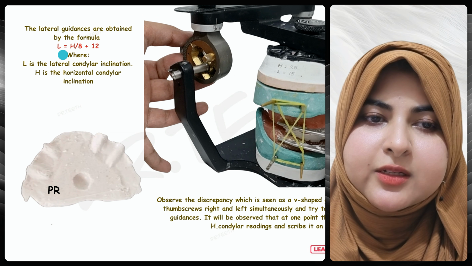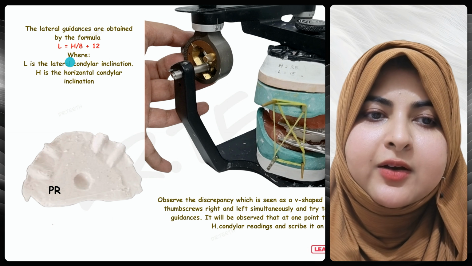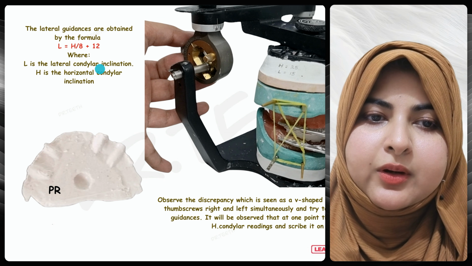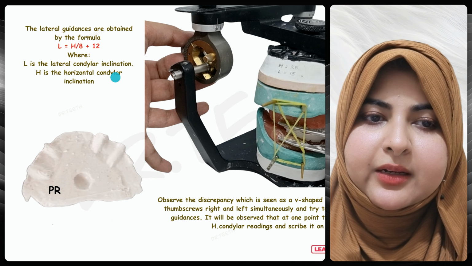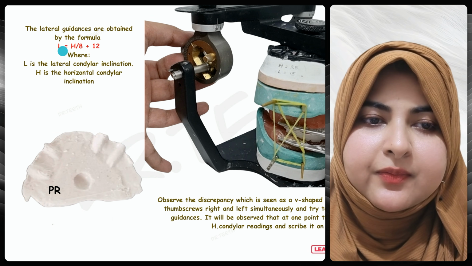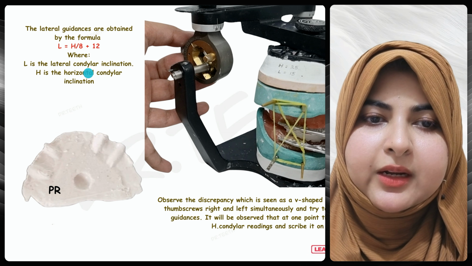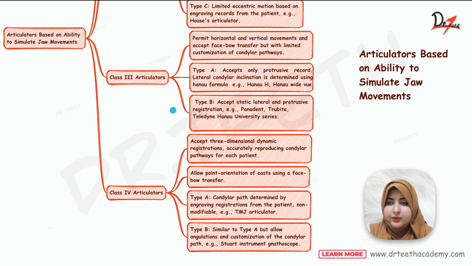And then you will use this formula: L is equal to H by 8 plus 12, where L is the lateral condylar guidance that you have to find out. The H is the horizontal condylar inclination that you just now found out here, and you will get the value of your lateral condylar inclination using the Hanau formula. Now coming back to the topic of this video, we discussed the type 3A.